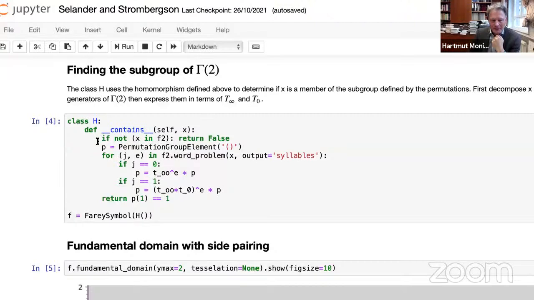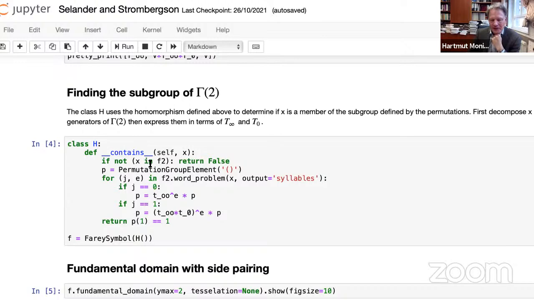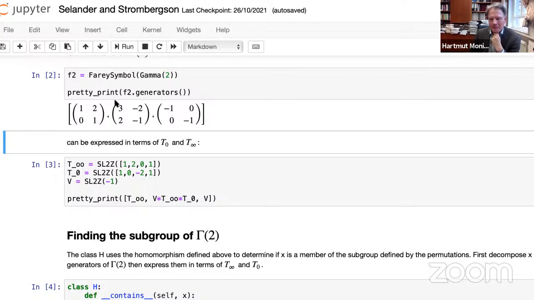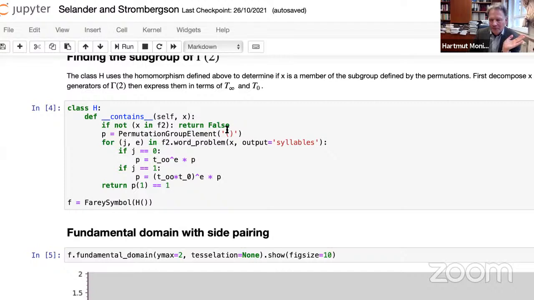Well, if my element X is not in F2, which is this Farey symbol for gamma two, then I'm not in the group anyway. So an element which is not in gamma two doesn't belong there. It cannot be an element of that. So then I define P as the one element in the permutation group. And then I do something interesting.